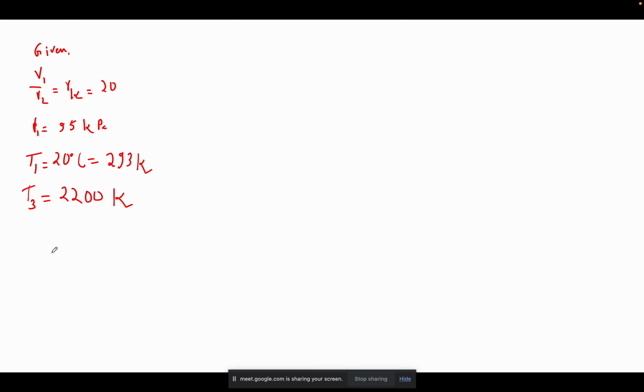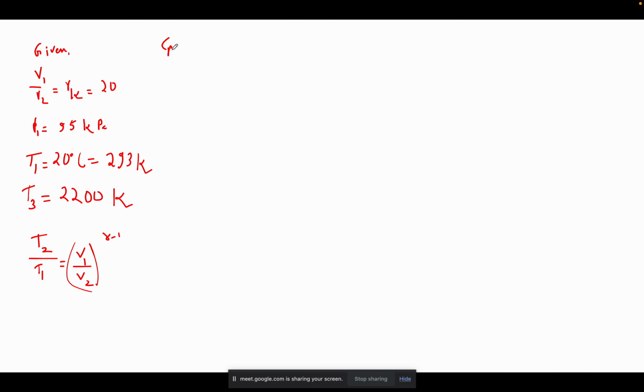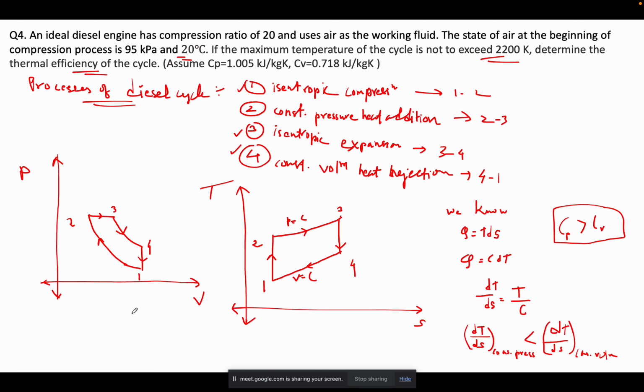Now calculating T2 is very easy, because we already know 1 to 2 is a reversible adiabatic process. So T2 by T1 will be nothing but (V1 by V2) to the power gamma minus 1. Now how to calculate gamma? Let me check what is given. Yes, Cp is 1.005 and Cv is 0.718. So gamma will be nothing but Cp divided by Cv, and if you do this, you will get 1.4.